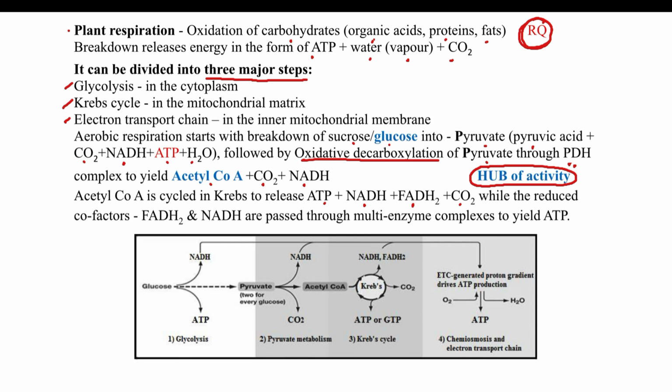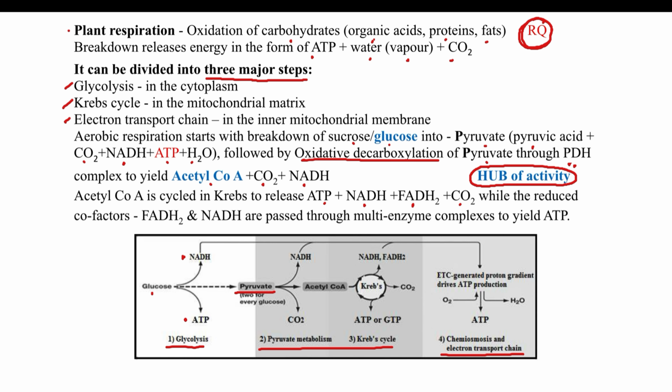This visual gives you the three major steps of aerobic respiration. As you can see, you have the first step, glycolysis, where you have breakdown of glucose to generate pyruvic acid or pyruvate. In addition, these molecules are produced.